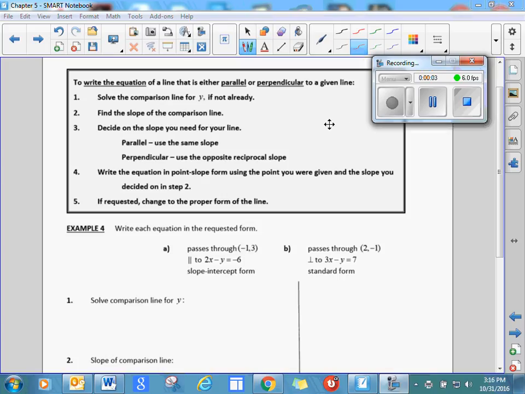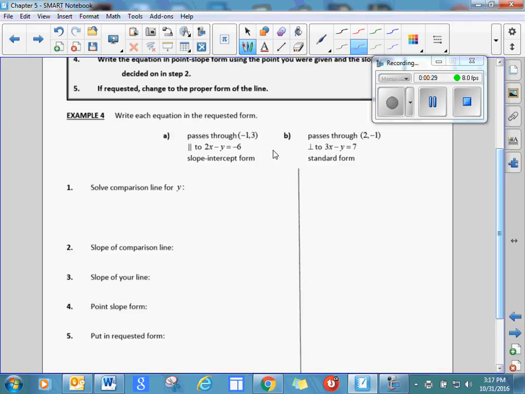We're continuing on with 5E. We're on page 34. This is kind of a step-by-step process of how to find a parallel or a perpendicular line to one that's already given. So the comparison line is what we're going to call the line that's already given to you. You'll see that terminology used down here. So these are the steps, and we're going to walk through an example or two here.